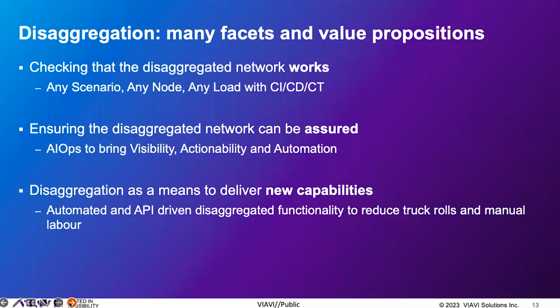And we'll look at a couple of examples of that, but it's really down to that it brings a set of complexity that is in many cases difficult for a human to manage. And there is a need to bring in some AIOps capability to drive both the visibility and actionability, and that allows you to drive automation.